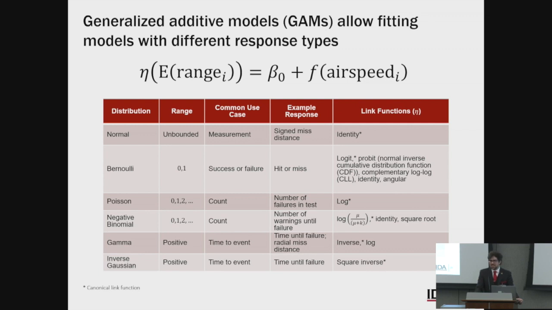So range in this case was a continuous response, but often we're working with binary data. So if we want an additive equivalent to logistic regression, we can do that. We can have binary responses and so on. We can have different types of variables. There's lots of things that we can do.